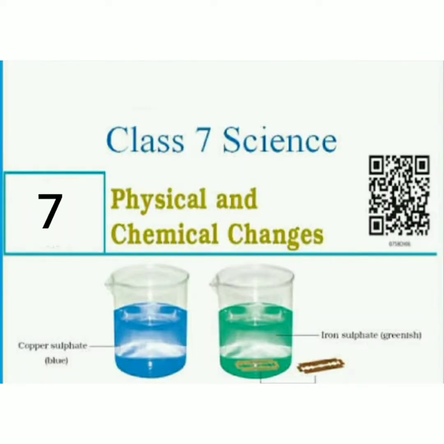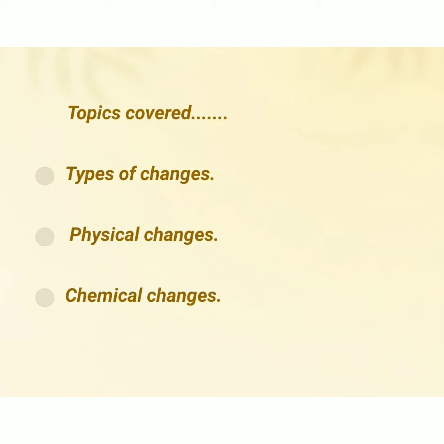This is the fourth session of chapter number 7, Physical and Chemical Changes. Till now, in this chapter, we have discussed different types of changes such as natural and man-made changes, slow and fast changes, reversible and irreversible changes. We have also discussed physical and chemical changes and their properties.